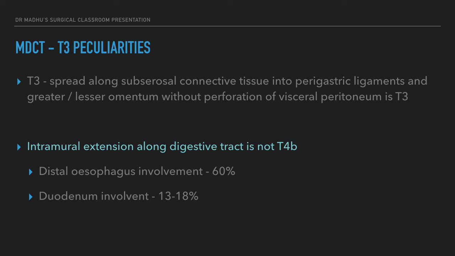For example, if you have a proximal gastric cancer which is T3 and it extends along the digestive tract into the esophagus, say up to 4 or 5 centimeters, it is still a T3 disease because the primary tumor is in the fundus of the stomach and that is T3. Just because it has involved the esophagus, it doesn't qualify as an adjacent organ or a T4B disease. Further, we need to know that proximal gastric cancer can have distal esophageal involvement in up to 60% of patients and distal gastric cancer can have duodenal involvement in up to 15% of patients.